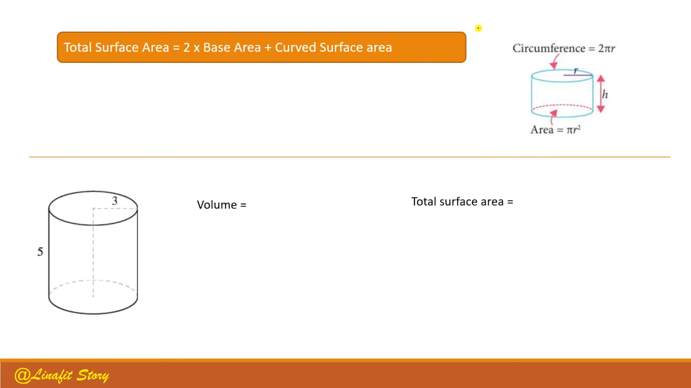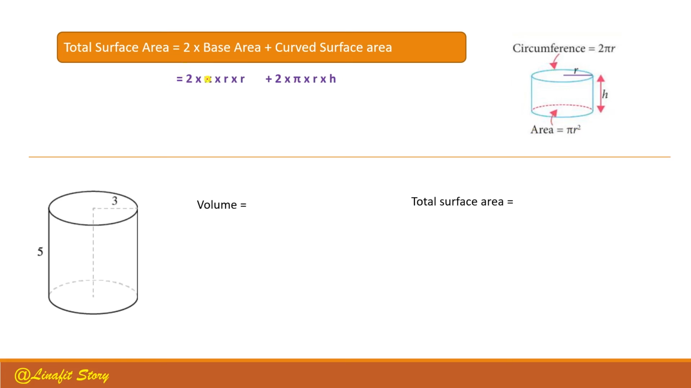The net of the cylinder consists of 2 circles and 1 rectangle. To find the total surface area of the cylinder, we need to know the area of the 2 circles and that of the rectangle. So, the total surface area of a cylinder is 2 times base area plus curved surface area. The base is a circle.